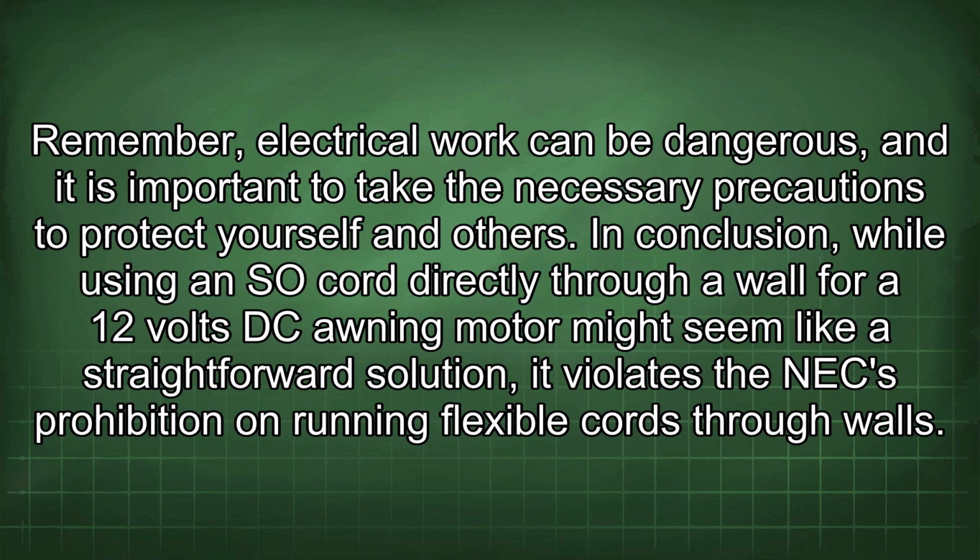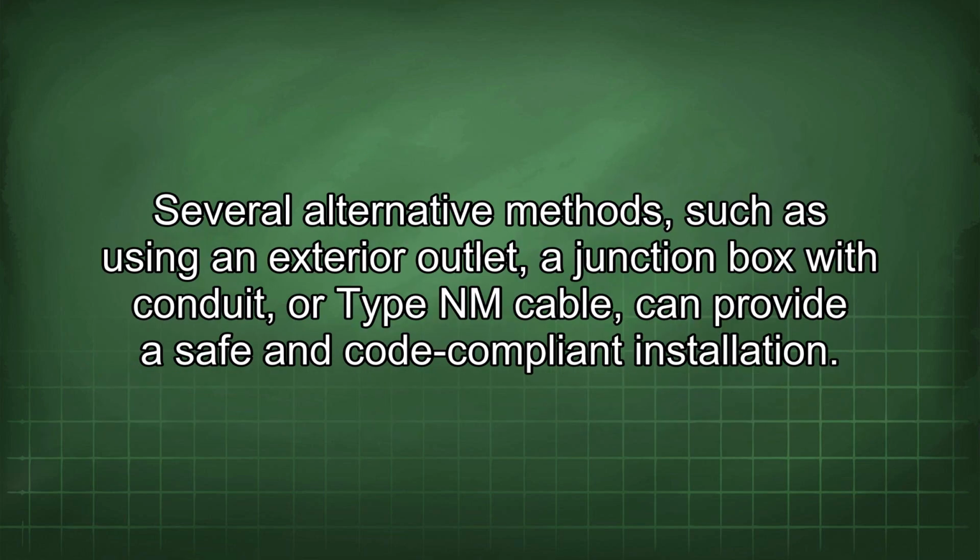In conclusion, while using a SO cord directly through a wall for a 12 volts DC awning motor might seem like a straightforward solution, it violates the NEC prohibition on running flexible cords through walls. Several alternative methods, such as using an exterior outlet, a junction box with conduit, or Type NM cable, can provide a safe and code-compliant installation.